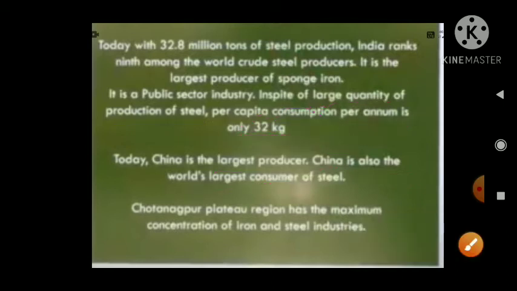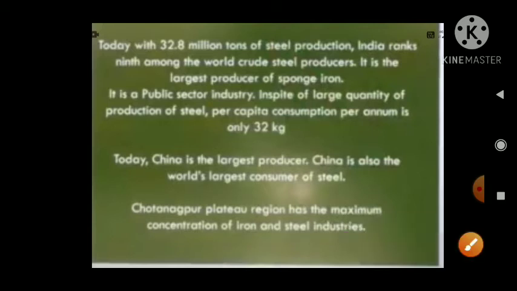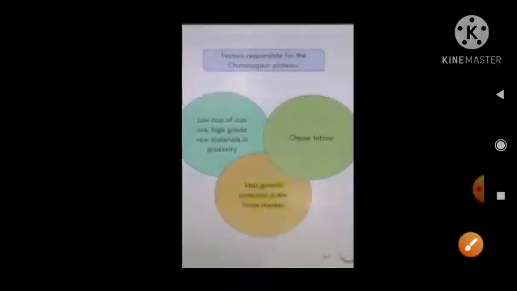The Chota Nagpur Plateau region has the maximum concentration of iron and steel industry. We know that the Chota Nagpur Plateau is located in Jharkhand, and Jharkhand has the maximum concentration of mining. Iron ore is already found in Jharkhand, so the Chota Nagpur Plateau has the maximum concentration of iron and steel industries.